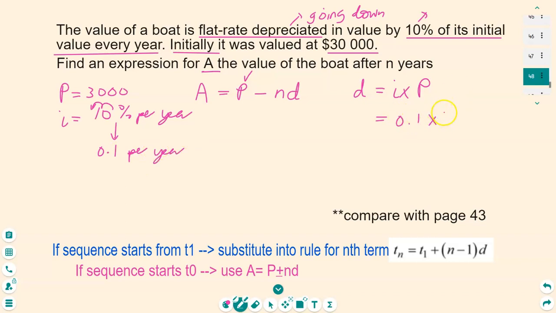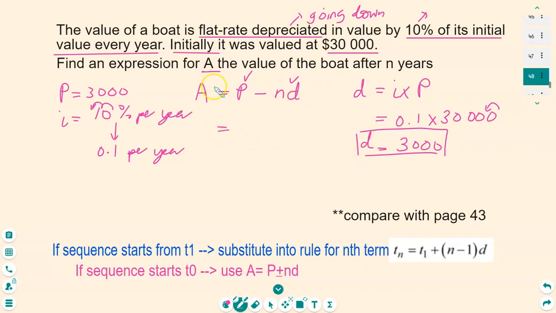0.1 times 30,000. And so in other words, 10% of 30,000, which I feel should be 3,000. And I should trust myself, but I'm putting it in my calculator. Yes, it is. Great. So let's put a box around that. We'll need it. Now we have D.